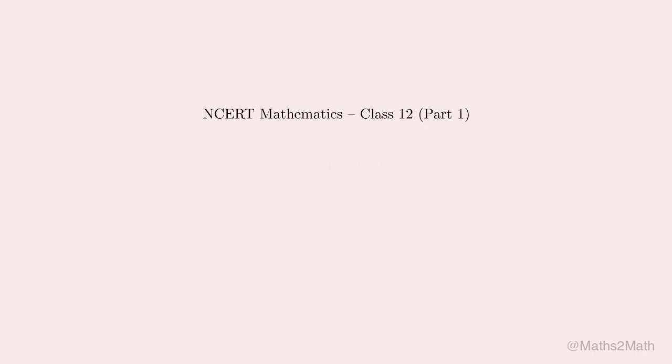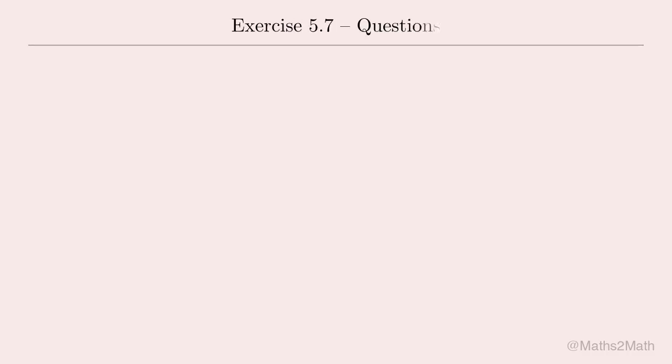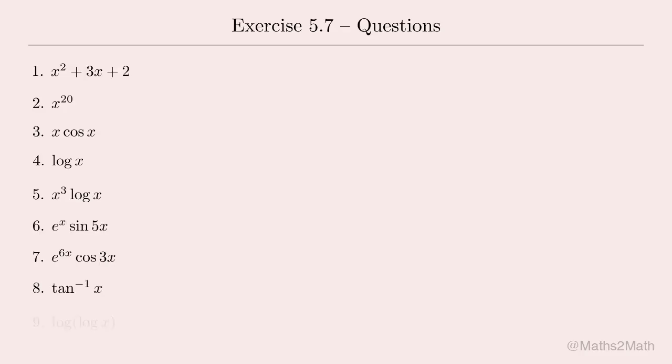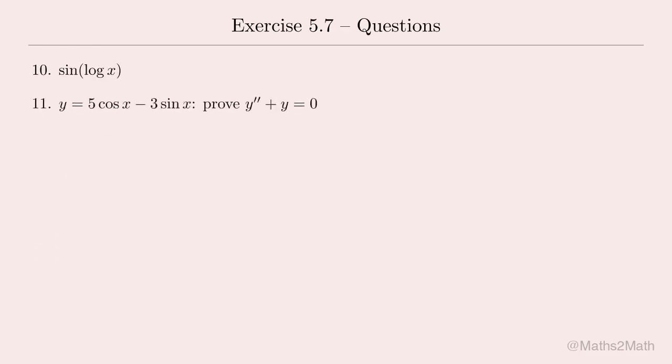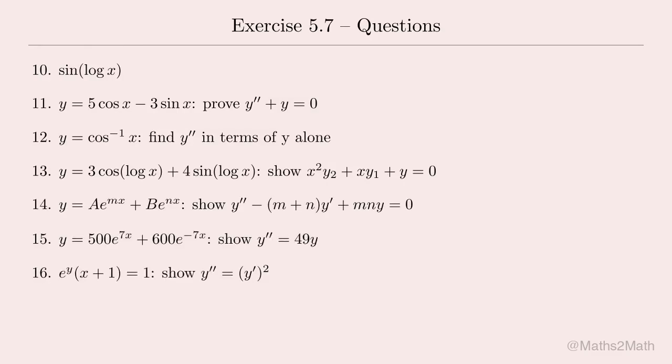In this video, we are solving every question of exercise 5.7 of Chapter 5, Continuity and Differentiability, from the NCERT Mathematics textbook for Class 12, Part 1. Exercise 5.7 has 17 questions on second-order derivatives, 10 direct computations, and 7 identities where y and its derivatives satisfy a differential equation. Here is the list.